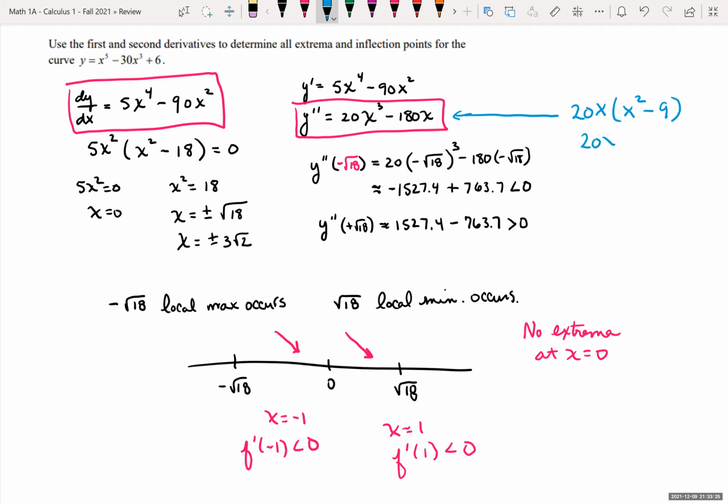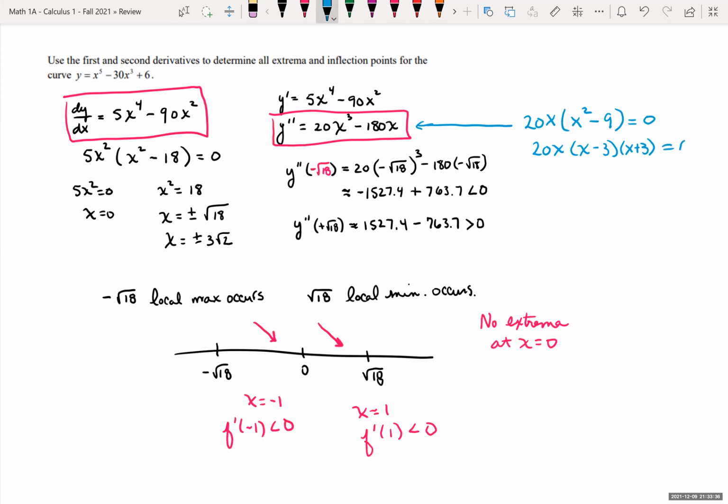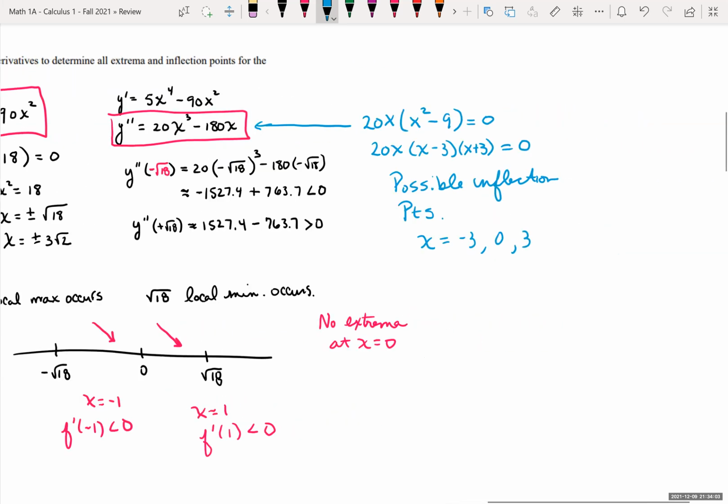So 20x times x minus 3, x plus 3, we're looking at when that is equal to 0. So possible inflection points are x equals -3, 0, and positive 3. And so we just need to see, is it changing concavity on each side of those numbers? And so we're going to need to look at our number line again.